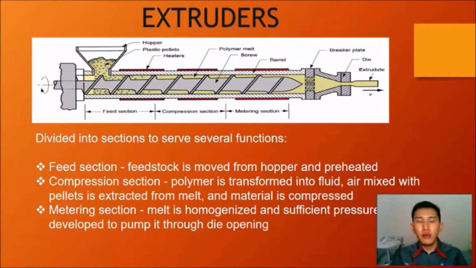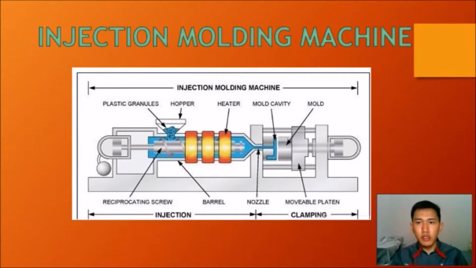Extruders can be divided into three main sections to serve several functions. The first is the feed section, where the feedstock is moved from the hopper and preheated. The second section is the compression section, where polymer is transformed into fluid. Air mixed with pellets is extracted from the melt and the material is compressed. The last section is the metering section, where the melt is homogenized and sufficient pressure is developed to pump it through the die opening.